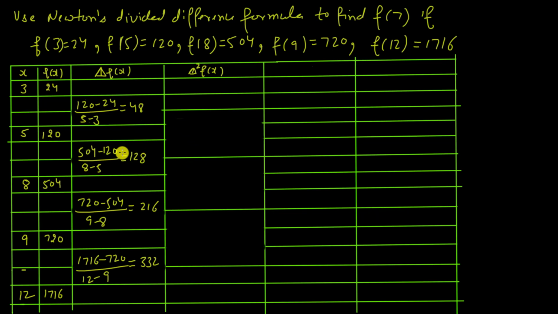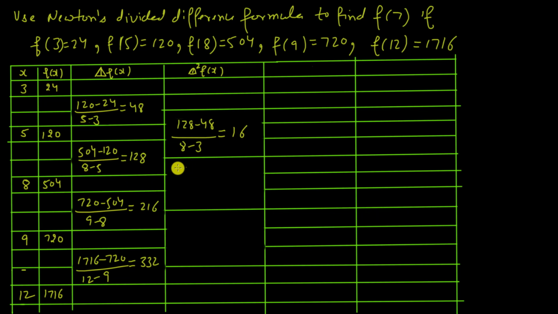Removed. Now I am going to write the second order divided difference column. 128 minus 48 divided by, 3, leave 1, 3, 8. So the difference is 8 minus 3. This will come out to be 16.